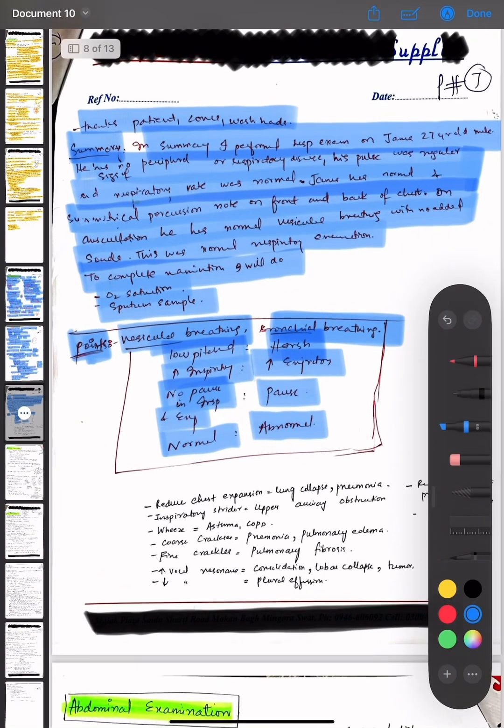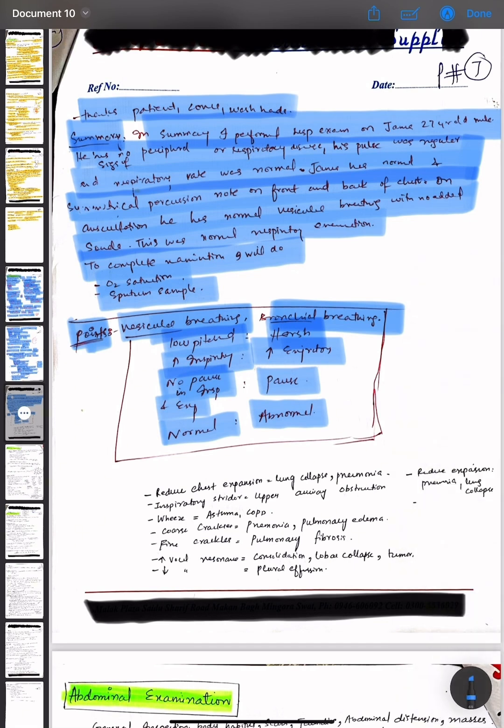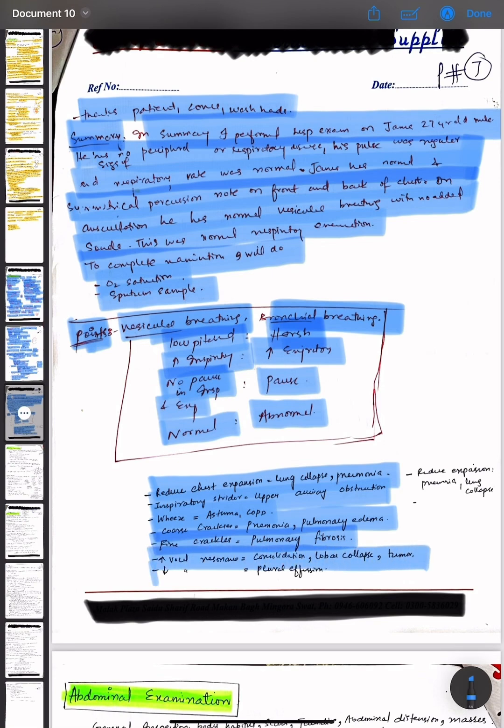Now another thing that we should remember is that reduced chest expansion occurs in lung collapse and pneumonia. Inspiratory stridor occurs in upper airway obstruction. Wheeze occurs in asthma and COPD. Coarse crackles are present in pneumonia and pulmonary edema. Fine crackles are present in pulmonary fibrosis. Increased vocal resonance is present in consolidation, lobar collapse and tumor. Decreased vocal resonance is present in pleural effusion. Reduced expansion is present in pneumonia and lung collapse.